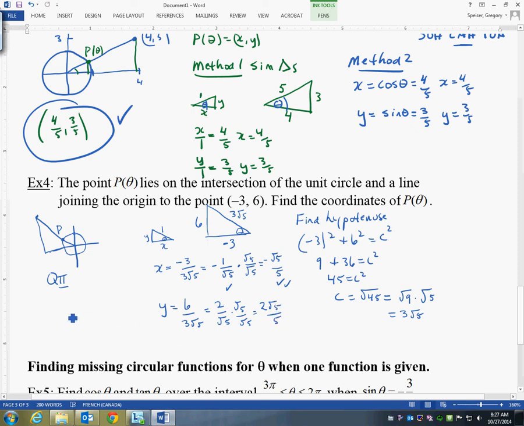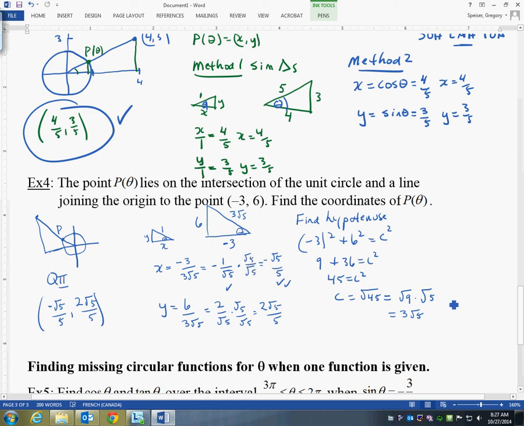Okay, and then we'll say, hey, I'm in quadrant number 2, so how are things going? Yeah, my x is negative, perfect. My y is positive, that's what I want. So here is my ordered pair: negative root 5 over 5, comma, 2 root 5 over 5. And there is my answer, and please enjoy the questions.